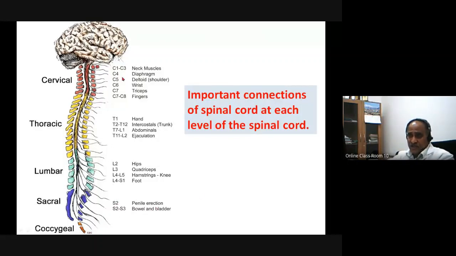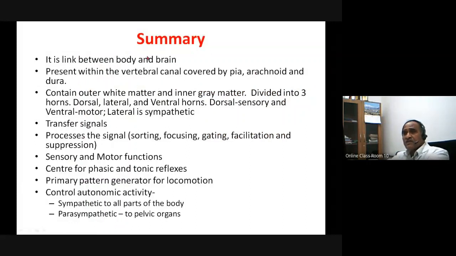So these are all governed by these reflexes. These are the important connections I'm trying to summarize here. To summarize, the spinal cord is a link between the body and brain. It is present in the bony canal, that is the vertebral canal, covered by the pia, arachnoid, and dura, and filled with fluid and adipose tissue, the fatty tissue, so that it is protected. It contains outer white matter and inner gray matter.